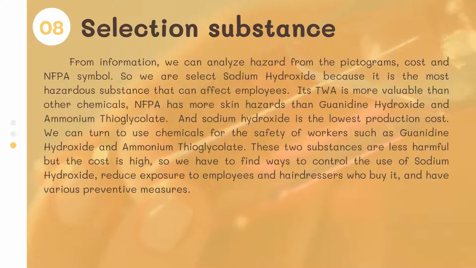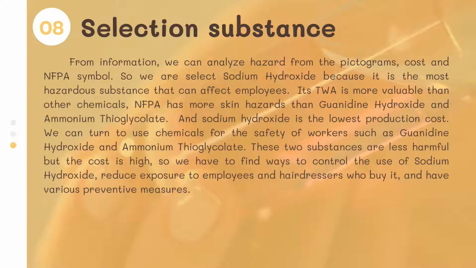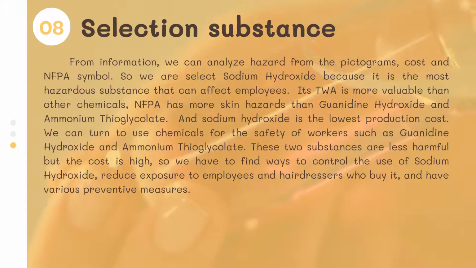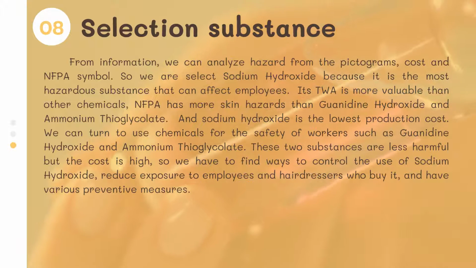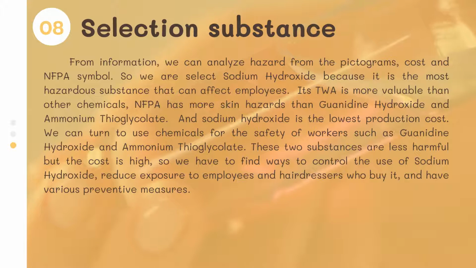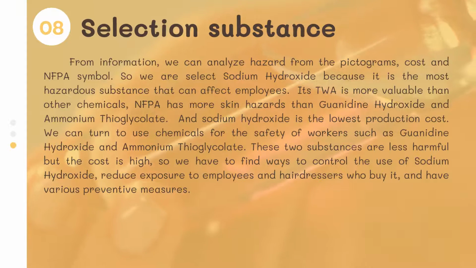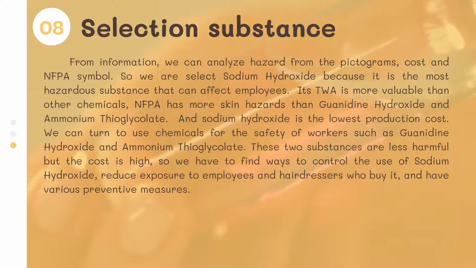So we select sodium hydroxide because it is the most hazardous substance that can affect employees. Its TWA is more variable than other chemicals. NFPA shows more skin hazards than guanidine hydroxide and ammonium thioglycolate. And sodium hydroxide has the lowest production cost.